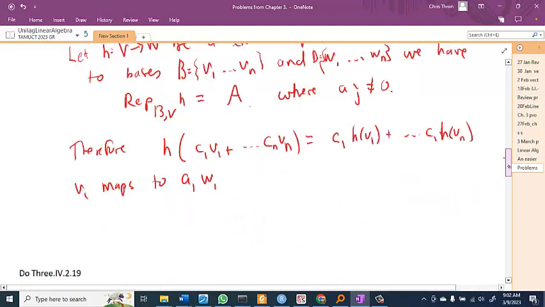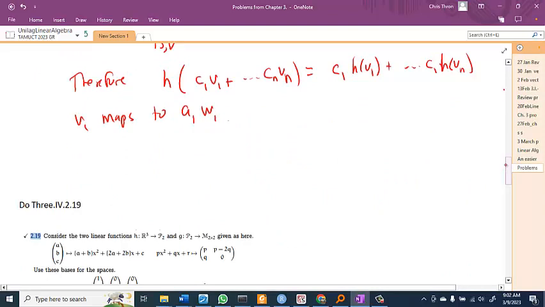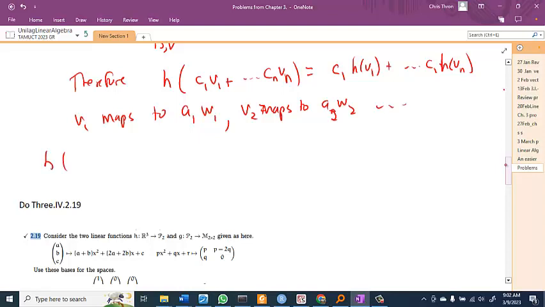Okay? So that means that V1 maps to A1 W1 and V2 maps to A2 W2, etc. So that means that H of C1 V1 plus ... CN VN is equal to C1 A1 W1 plus ... CN AN WN.